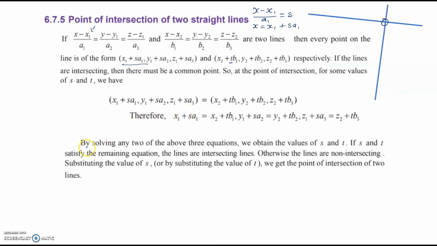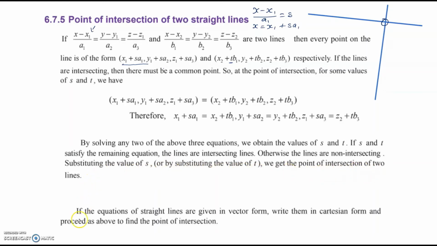So in words, by solving any two of the above three equations, we obtain the values of s and t. If s and t satisfy the remaining equation, the lines are intersecting lines. Otherwise, the lines are non-intersecting. By substituting the value of s or the value of t, we get the point of intersection of two lines. If the equations of the straight lines are given in vector form, write them in Cartesian form and proceed as above to find the point of intersection. So that's how you can find the point of intersection.